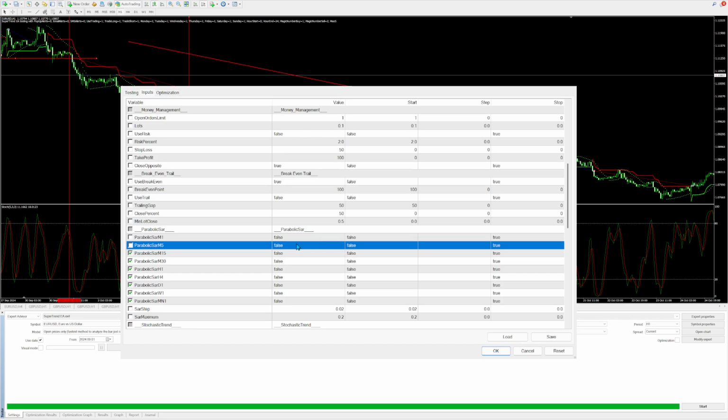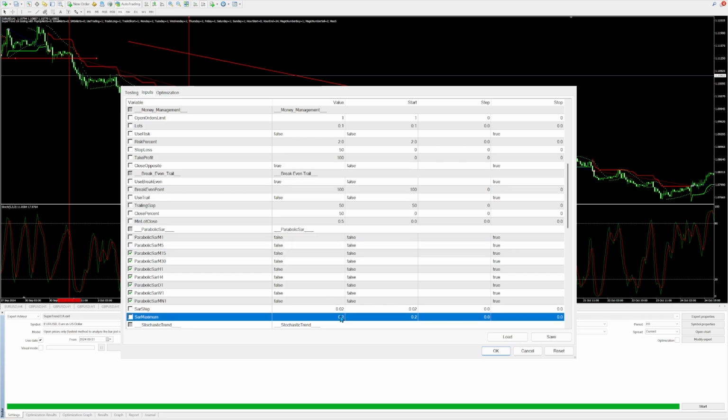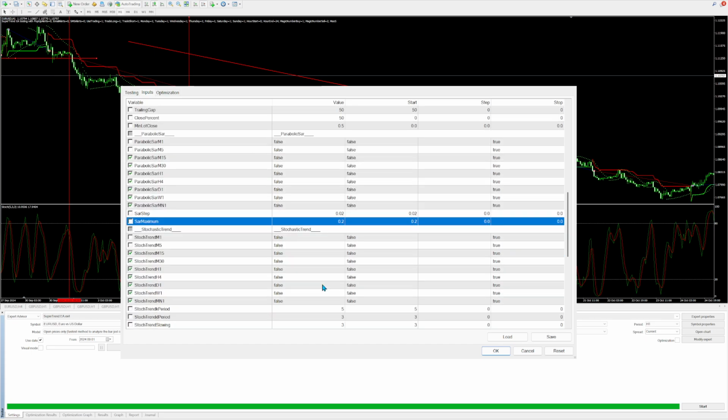Okay, so the EA will just check the position of the parabolic SAR on each time frame you have set to true, and only take a trade or send a signal if the conditions are met. You've got the step and the maximum settings of the parabolic SAR. You can adjust there as well.